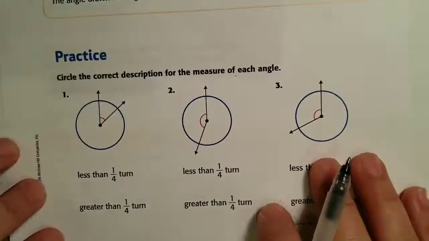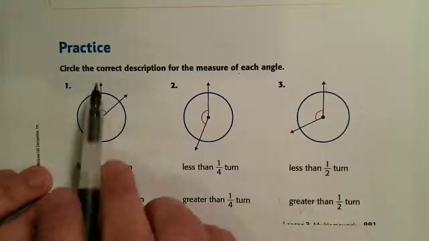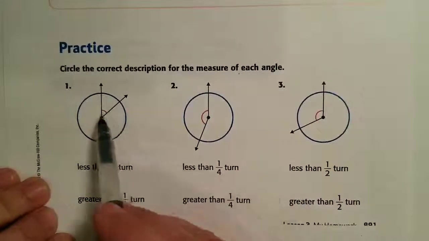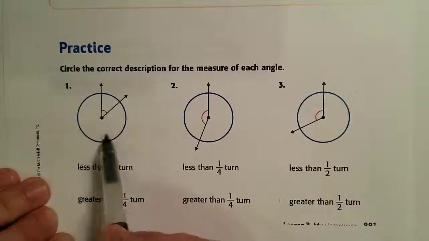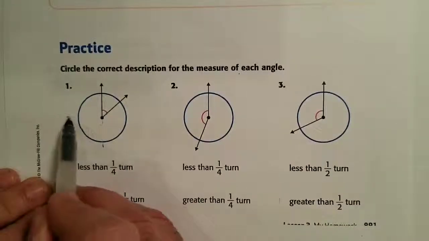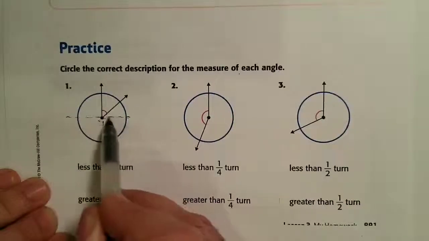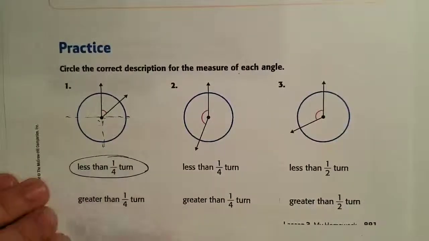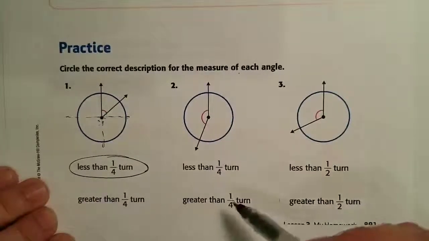All right, so it's asking us to circle the correct description of the measure of each angle. Make sure you're looking at the red angle description, because they might ask you about the other one. So here, remember, if I cut it right in the middle and right in there, this is the quarter, right? And this is obviously less than a quarter, right? It's less than the quarter line.